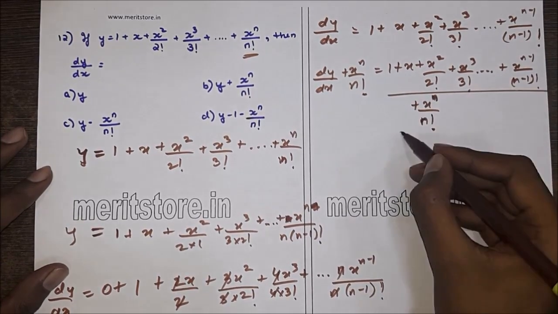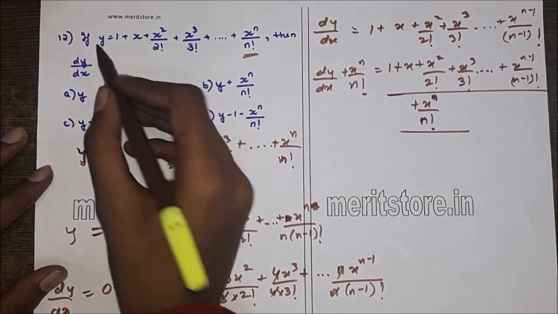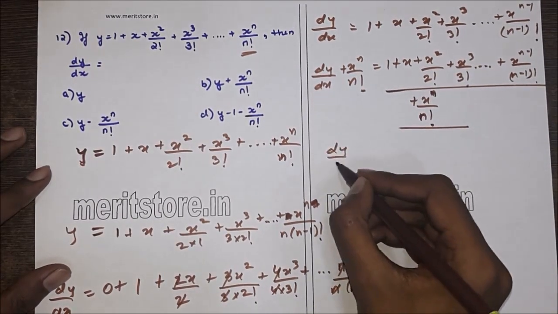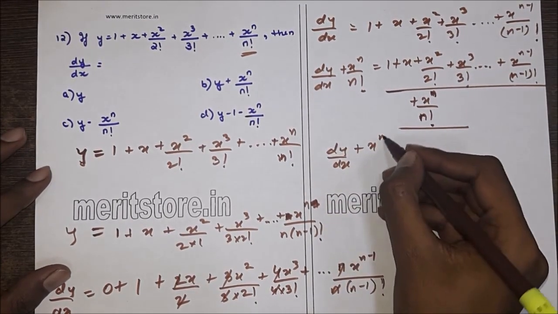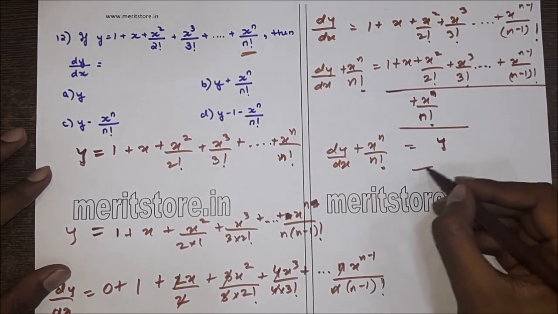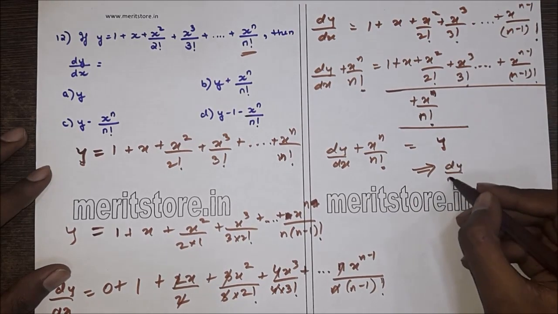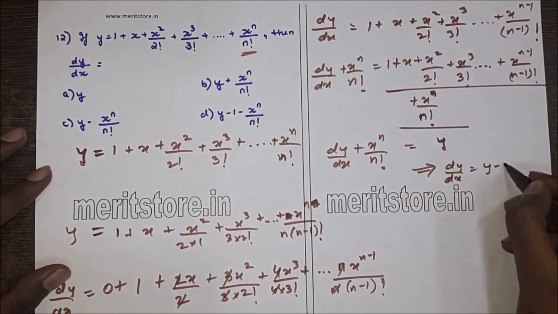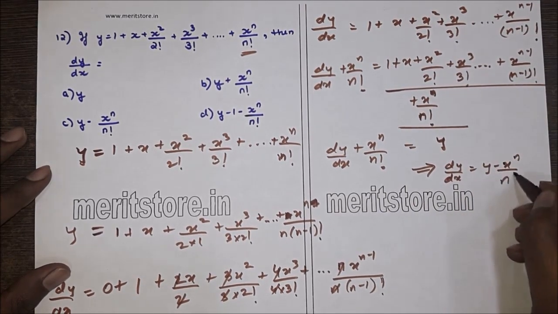Now this term can be rewritten as y. So this is dy by dx plus x raised to n upon n factorial is equal to y. So therefore dy by dx is y minus x raised to n upon n factorial, which is option C.